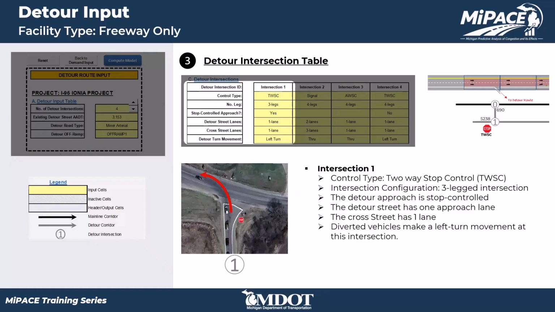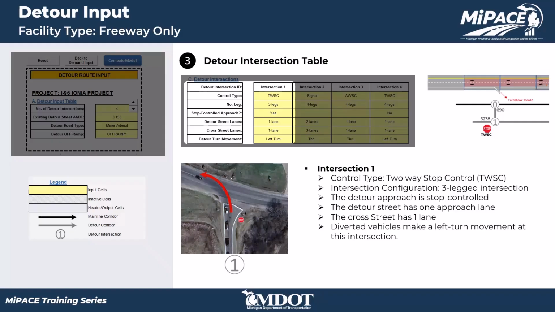The intersection-related inputs are used to represent the operating conditions at each detour intersection and to estimate the delay experienced as diverted traffic moves through the route. This example shows intersection 1. It is modeled as a two-way stop-controlled, three-legged intersection. The detour approach is stop-controlled, the detour street has one approach lane, the cross street has one lane, and diverted vehicles make a left turn movement. The same set of fields is completed for each remaining intersection using its actual geometry and control condition.